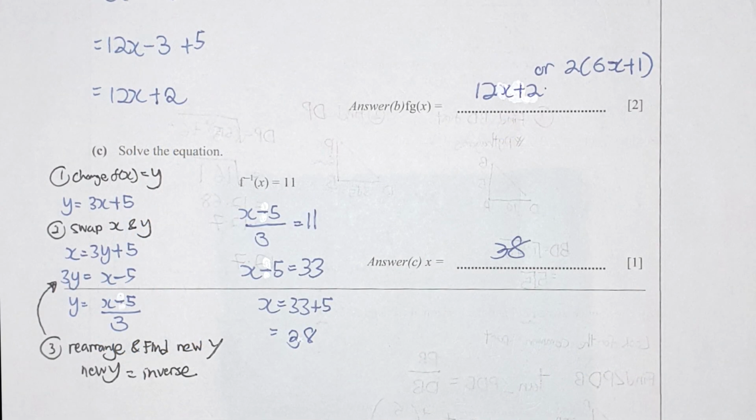For part C, as usual, I have a 3-step formula that you can follow to identify the f inverse. First things first, I change fx into y, followed by swapping x and y's positions, and rearrange it to identify your new y. So your new y here is actually the inverse of f, and it is x minus 5 over 3. As given by the question, this x minus 5 over 3 is equivalent to 11. Run your manual calculation and you get your x final result as 38.